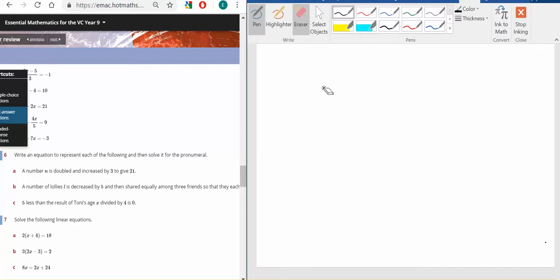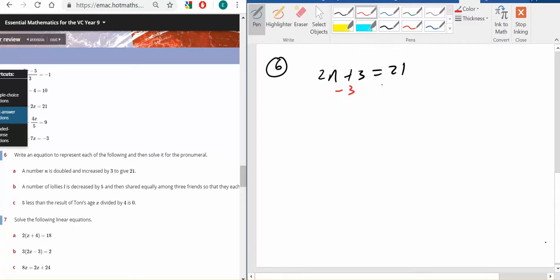Okay. So our first question for question 6 is: a number n is doubled. So n doubled means twice n, increased by 3. So you add 3, gives you 21. Solve it. So subtract 3 from both sides.